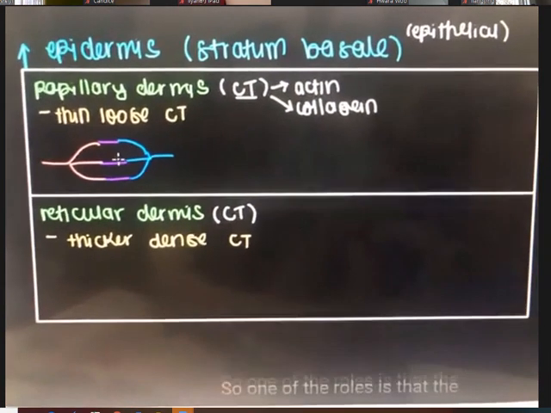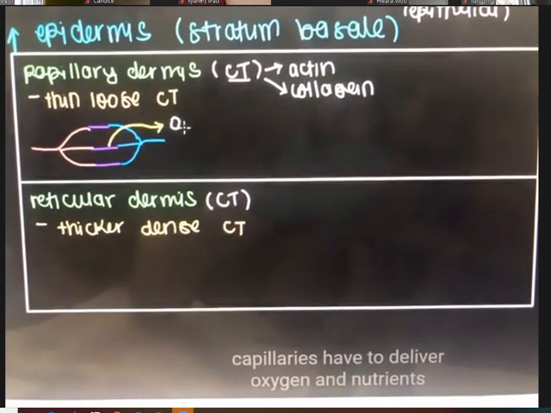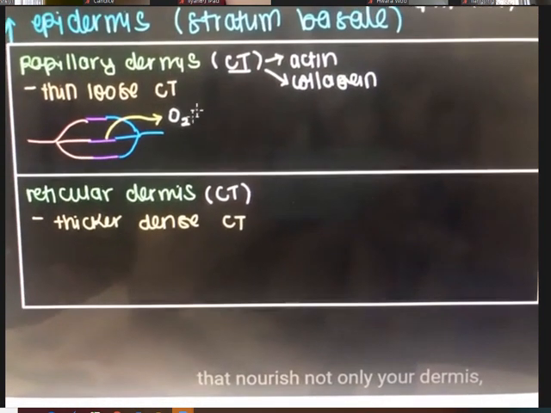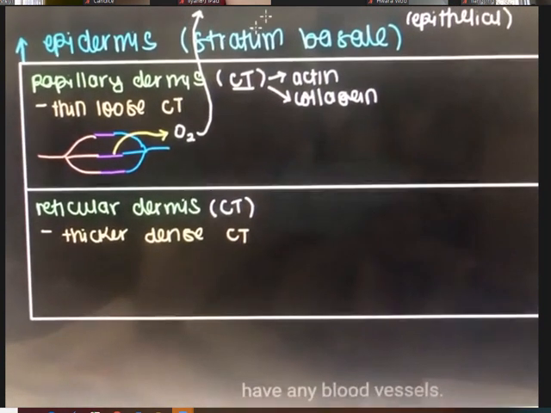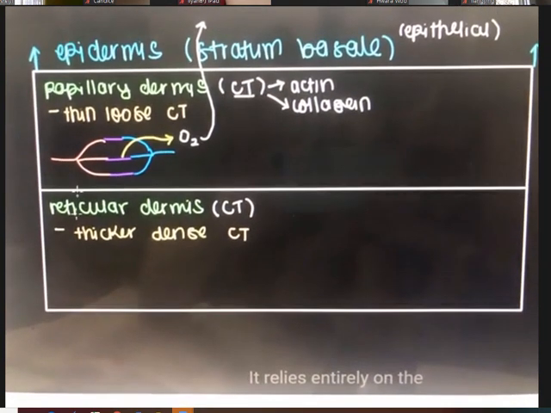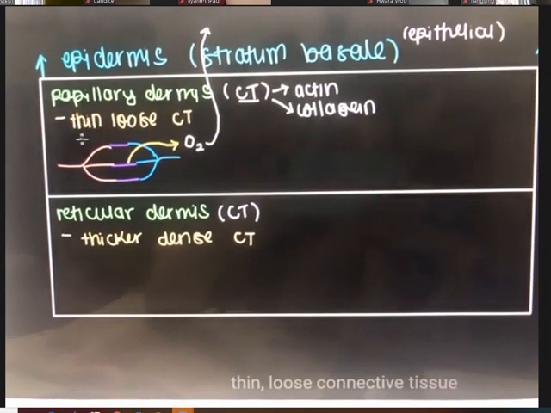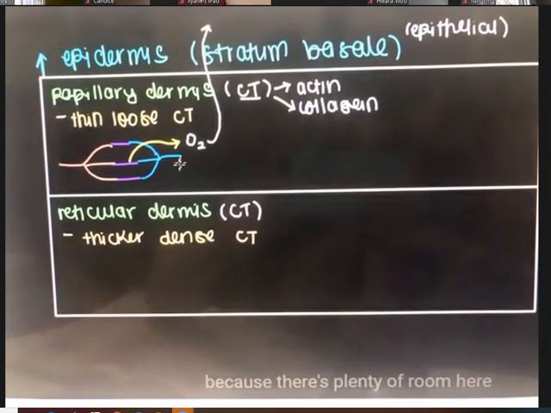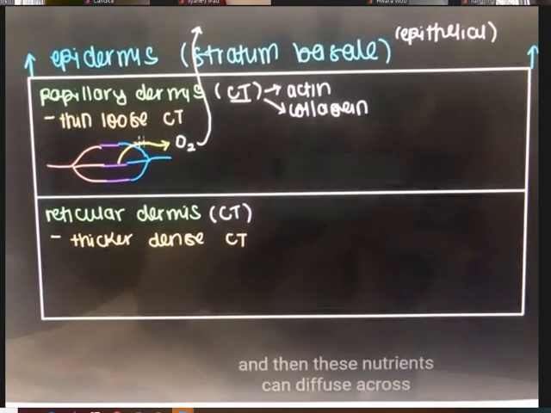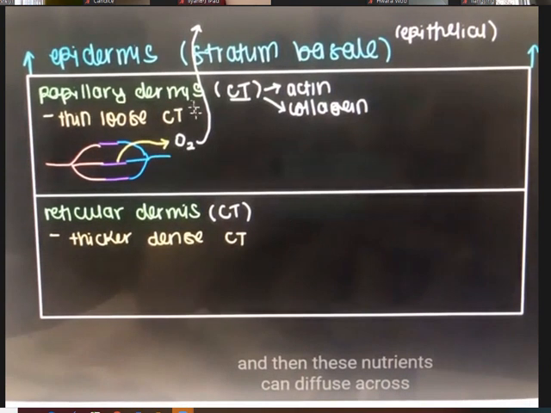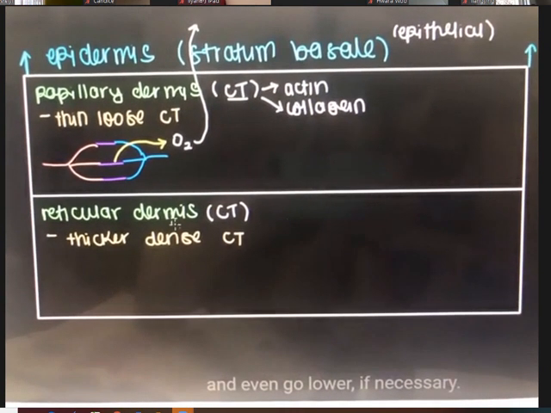So one of the roles is that the capillaries have to deliver oxygen and nutrients that nourish not only your dermis, but actually go up into the epidermis as well. Because the epidermis doesn't have any blood vessels. It relies entirely on the papillary dermis to nourish it. And thank goodness this is thin, loose connective tissue because there's plenty of room here for the capillaries to engorge with blood, fill up with nutrients, and then these nutrients can diffuse across and go up from the dermis into the epidermis and even go lower if necessary.